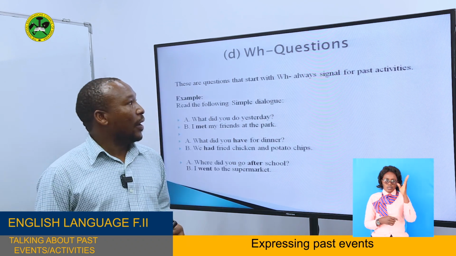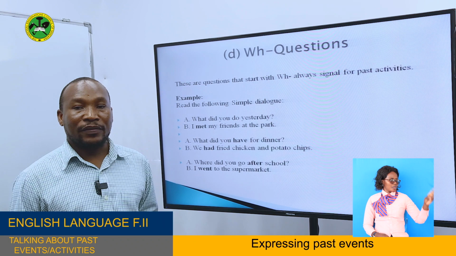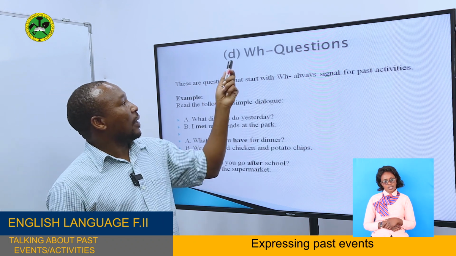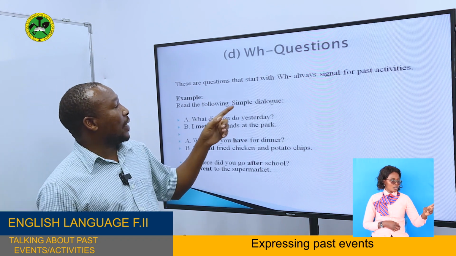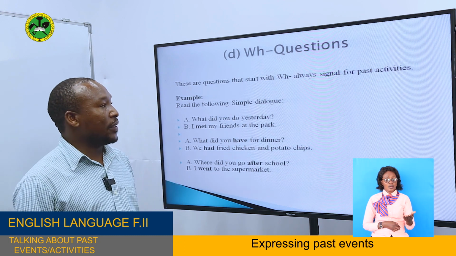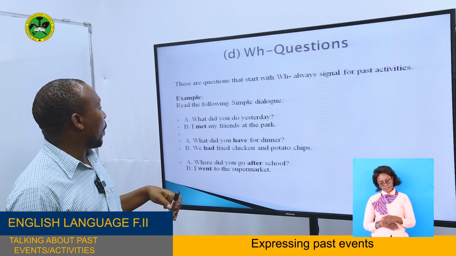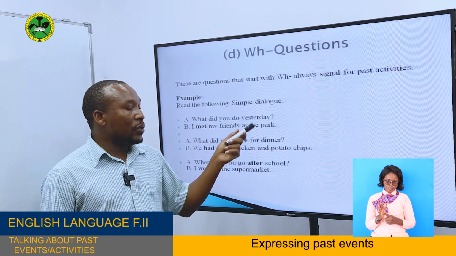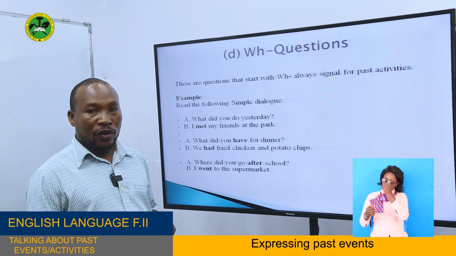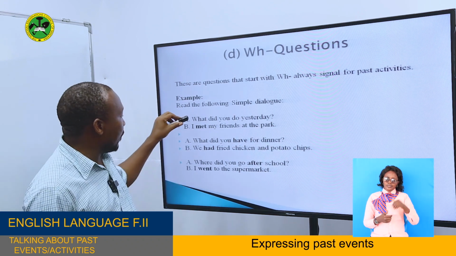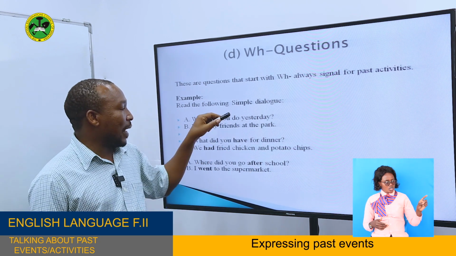Dear students, let's go to the last indicator of past events or activities. This is WH questions. These are questions that start with WH, always signal for past activities. For example, what did you do yesterday? What means WH. We call them WH questions because they start with WH. What did you do yesterday? I met my friends at the park.